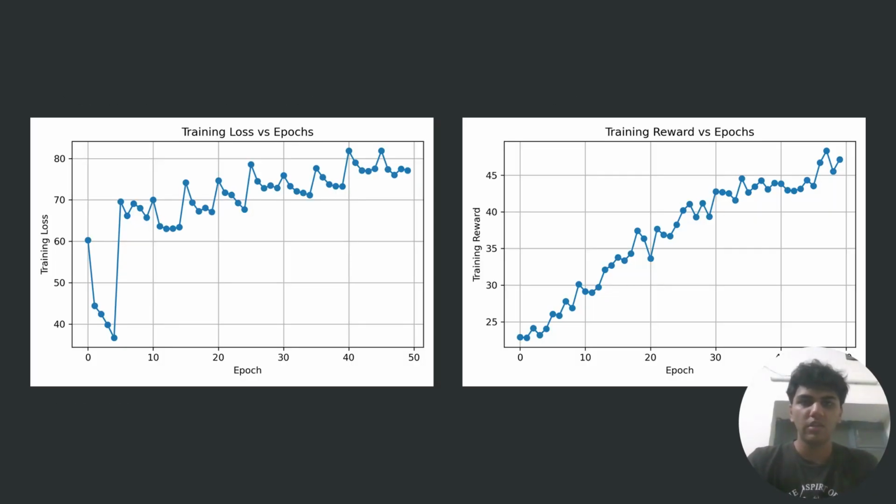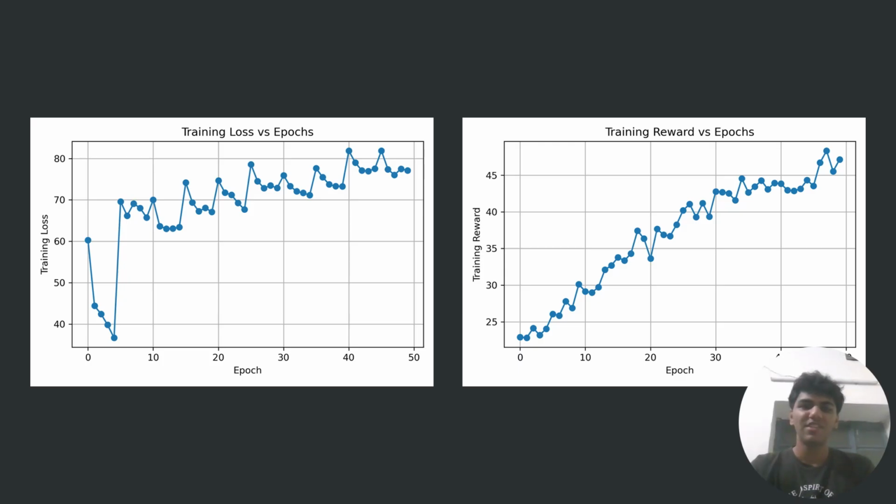Now, what you can see are the learning dynamics of our DQN training run. These are the training curves. On the left, you can see that the loss drops sharply at the start as the model learns, but after that it oscillates and even rises later in training. This behavior is normal in reinforcement learning, unlike supervised learning. Increasing loss does not necessarily mean the model is getting worse.